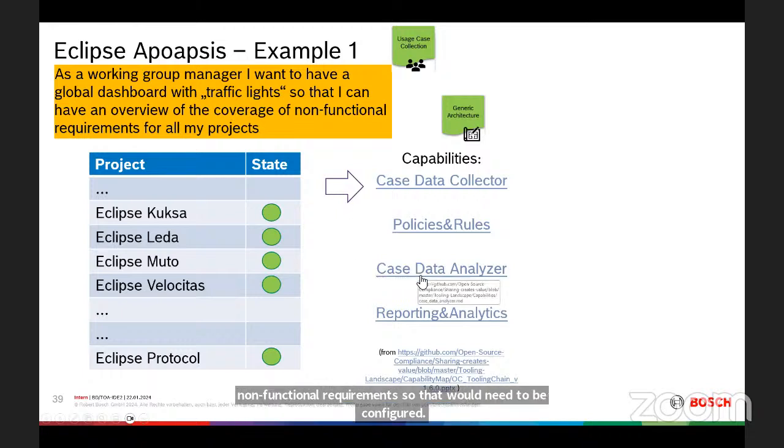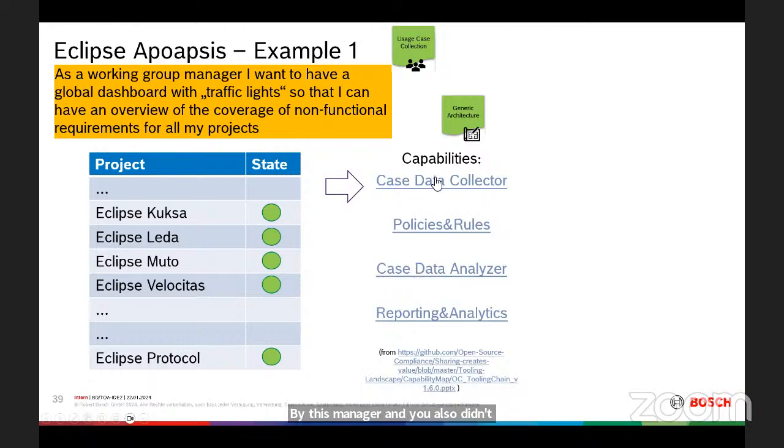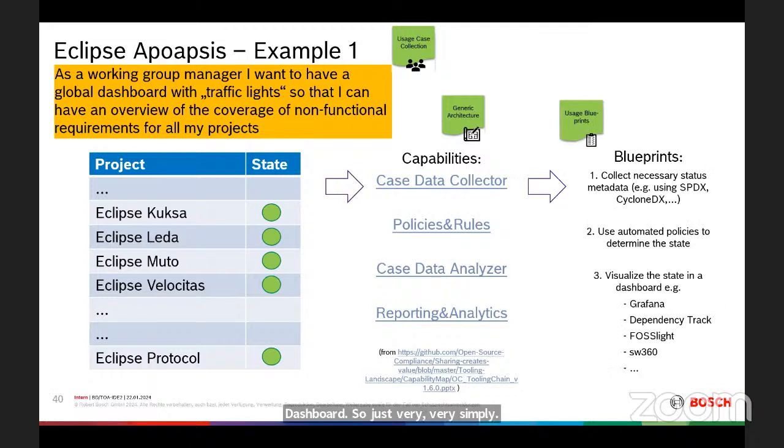And you also need an analyzer that checks this collected data against those rules and comes up with a go or no go, or a green, red, yellow, whatever. And then finally, you need a reporting and analytics capability that finally creates this dashboard. So just very, very simplified. And so this could be then, so we don't have that yet, right?